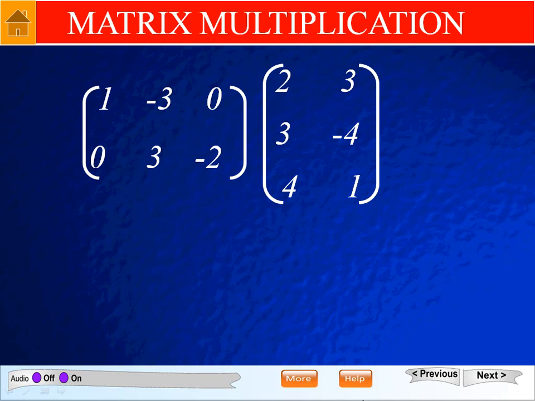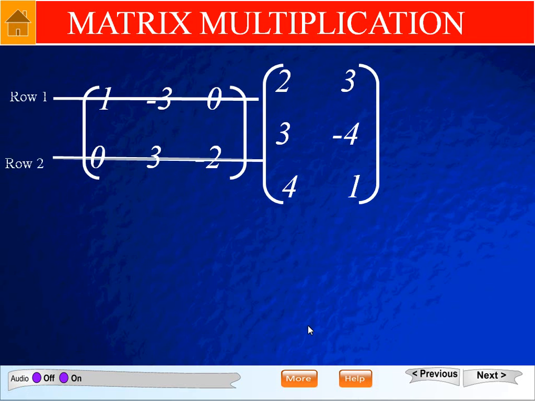Hello again. Today we are going to continue with matrix multiplication. And today what we have is a 2 by 3 matrix to be multiplied by a 3 by 2 matrix. That's 3 rows but 2 columns.